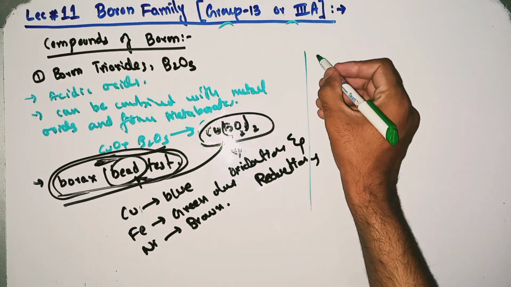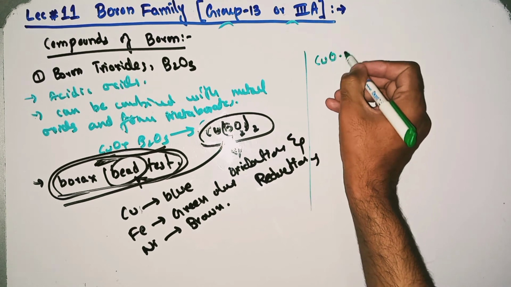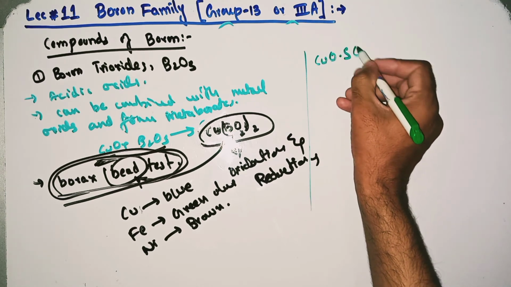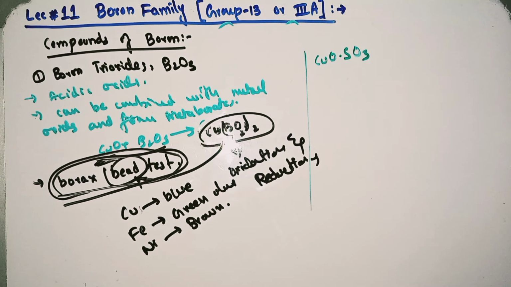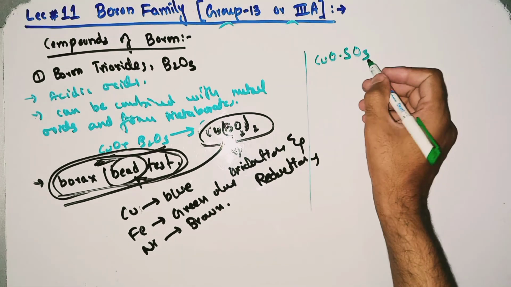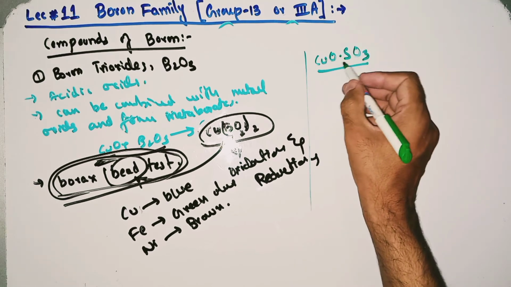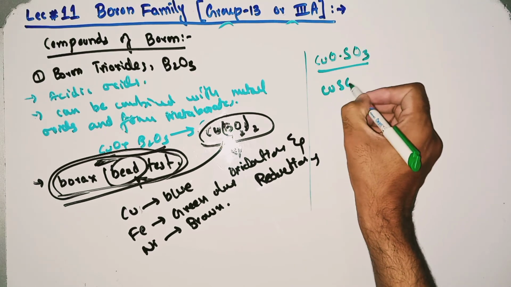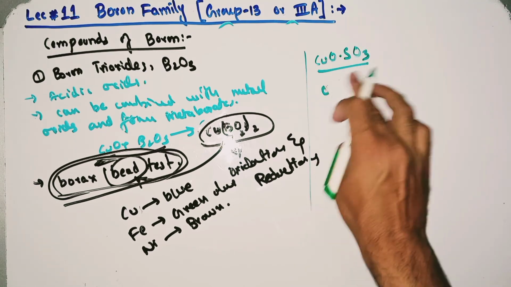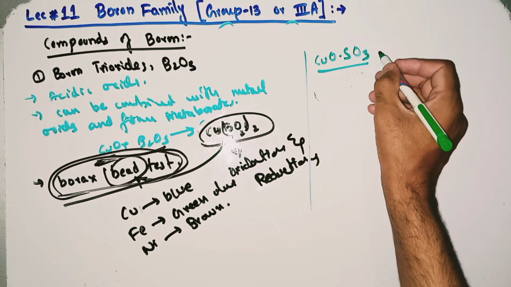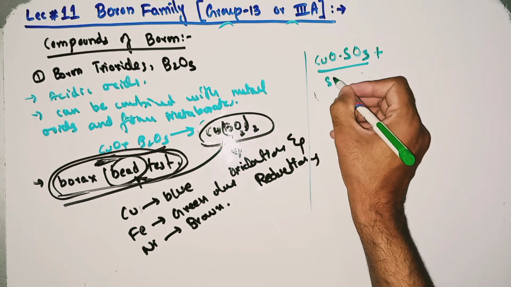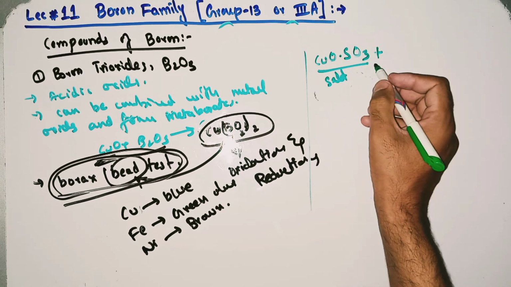For example, in the case of copper sulfate, these salts can be produced from copper sulfate. This is CuSO4, because there are 4 oxygens in copper sulfate. From copper sulfate, these are the salts. This is one salt.